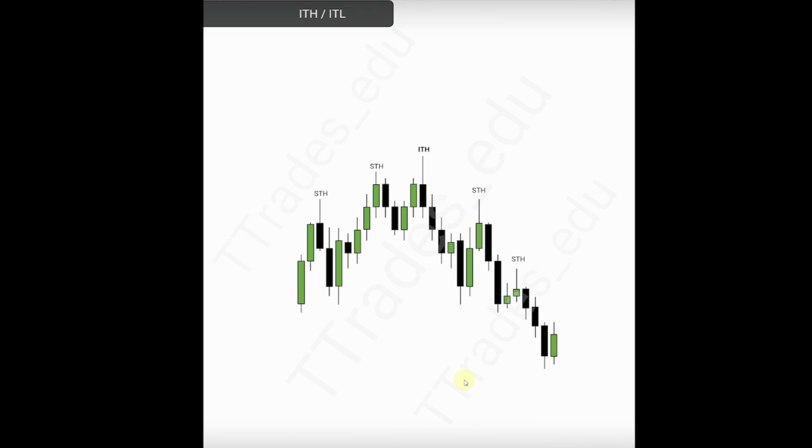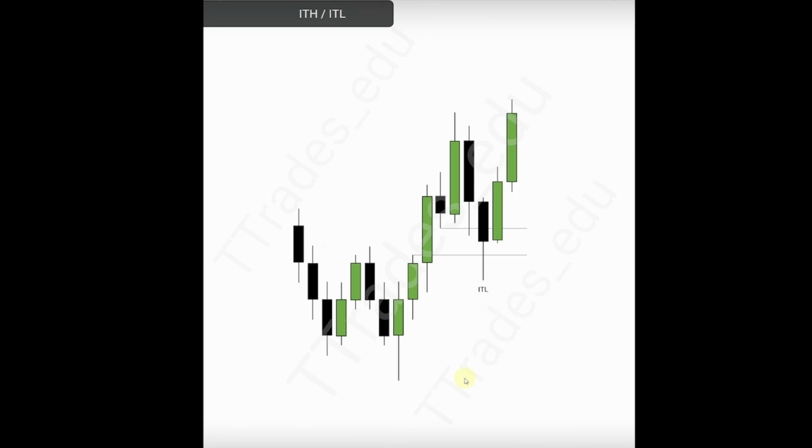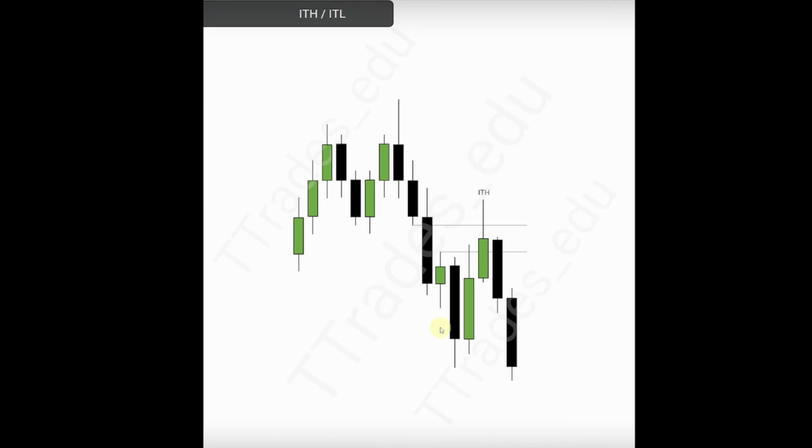Now, this is the first type of intermediate term high and low. There's also a rebalanced intermediate term high and low, and that is when price rebalances a fair value gap. So you can see here, price drops down into a fair value gap and trades away, creating an intermediate term low. Similarly here, price trades up into a fair value gap and then away, creating an intermediate term high.